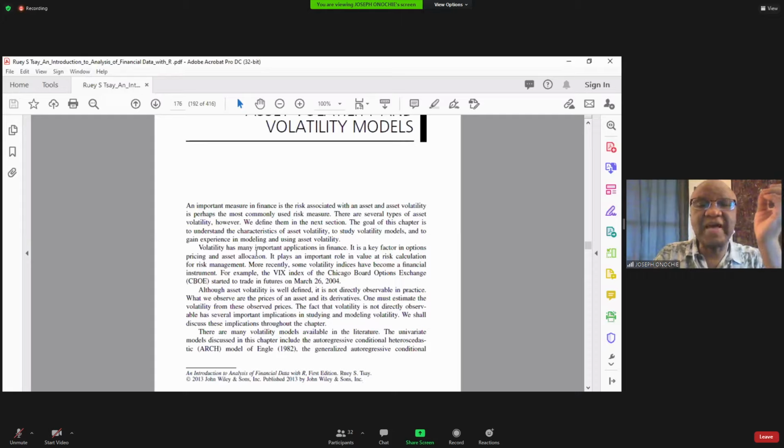The next paragraph: volatility has many important applications in finance. The next paragraph: although asset volatility is well defined, it is not directly observable in practice. What we observe are prices of assets and prices of derivatives. By derivatives, we mean prices of options, futures, swaps, forwards. Once you observe prices, then from those prices, you can find maybe the standard deviation of price over time. That standard deviation or the variance is a measure of volatility which you want to use to measure risk. But what we observe is price.